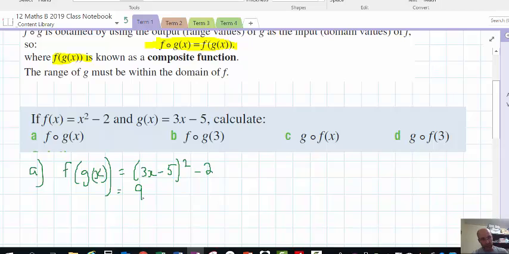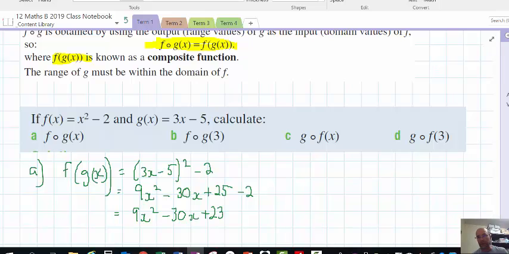And because that's a perfect square, we've got 9x squared. Okay, so it's a squared minus 2ab plus b squared, as you know. So that's minus 30x, and that's plus 25. And then we have to subtract the 2 off. 9x squared minus 30x plus 23 is our answer there.